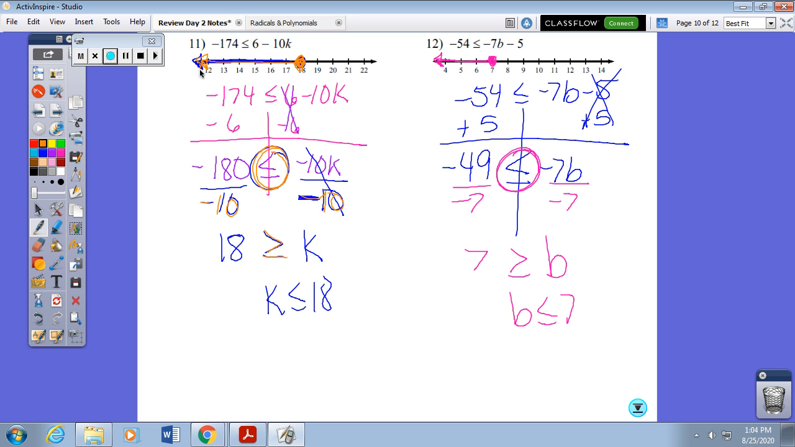So it should go that direction. Same with number 12. You divided by negative 7, so you had to flip that sign over. So you got b is less than or equal to 7. Alright, that would be solving and graphing inequalities.